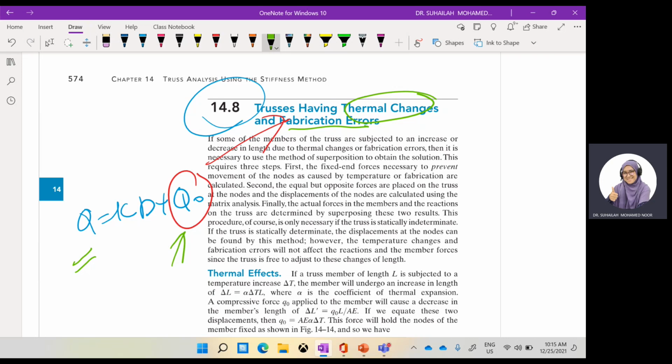This means that we need to distribute forces to the nodes, because a member cannot carry load. Just remember, a member cannot carry load, so we have to distribute to the nodes. Whenever we distribute to the nodes, we call it equivalent nodal forces.